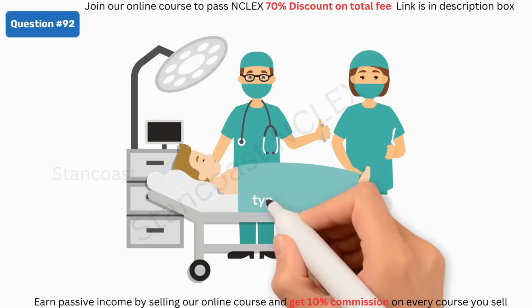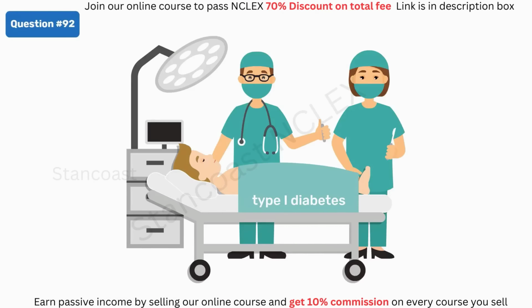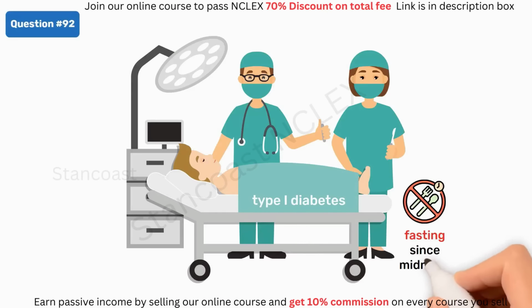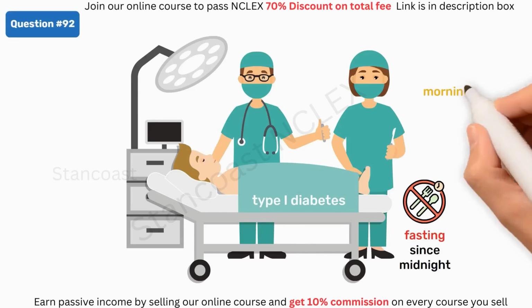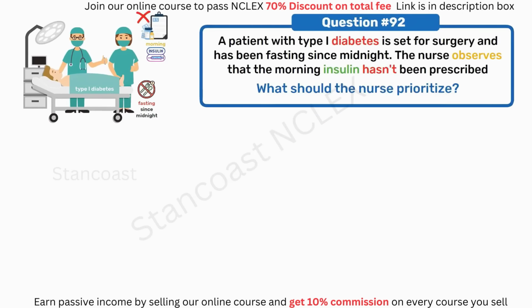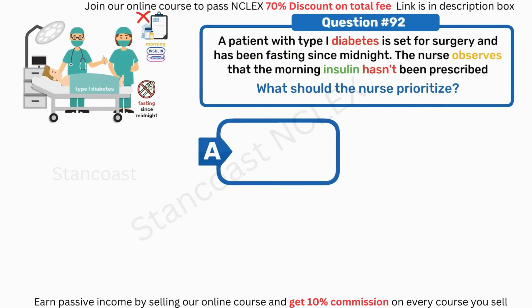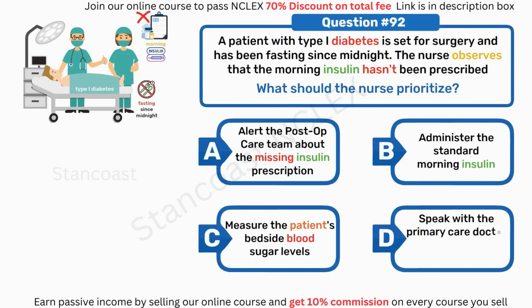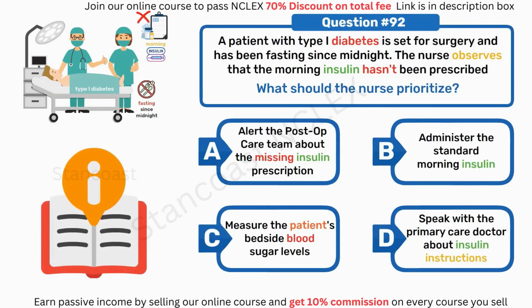A patient with type 1 diabetes is set for surgery and has been fasting since midnight. The nurse observes that the morning insulin hasn't been prescribed. What should the nurse prioritize? A. Alert the post-op care team about the missing insulin prescription. B. Administer the standard morning insulin. C. Measure the patient's bedside blood sugar levels. D. Speak with a primary care doctor about insulin instructions.